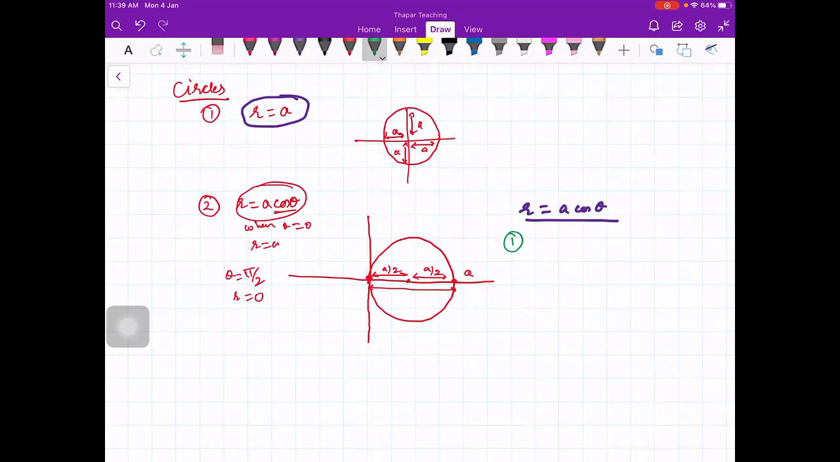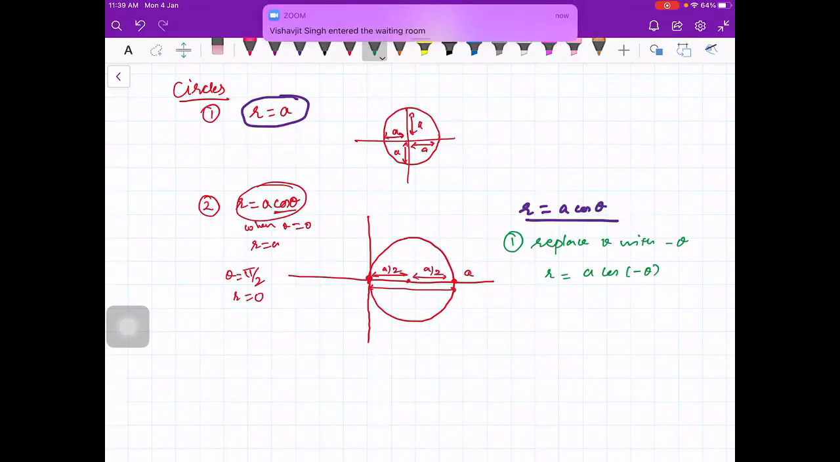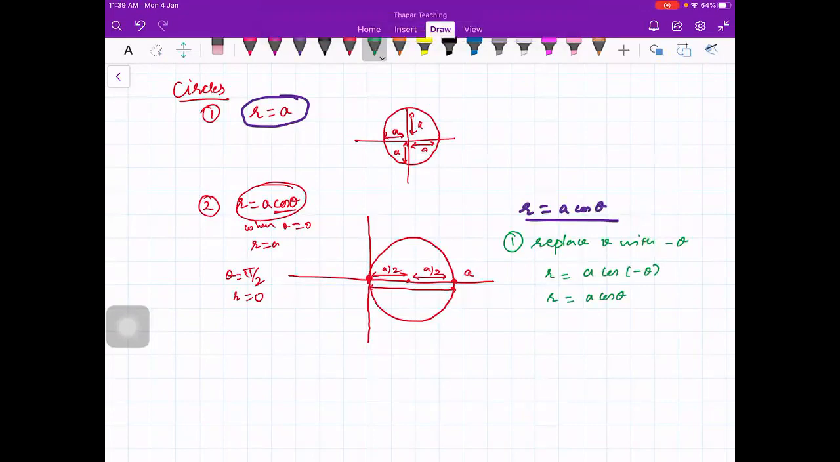Is it symmetric about the x-axis? Yes. How to check symmetry about the x-axis? Tell me, what will you do? Replace theta with minus theta. So your curve becomes r is equal to a cos of minus theta. A cos minus theta is cos theta. So this is r is equal to a cos theta. So you get your curve back. So this curve is symmetric about the x-axis.